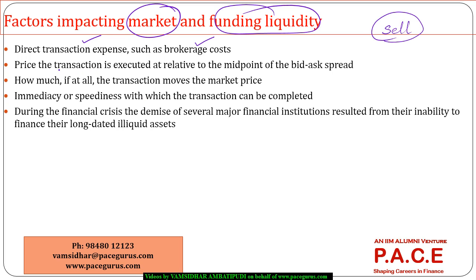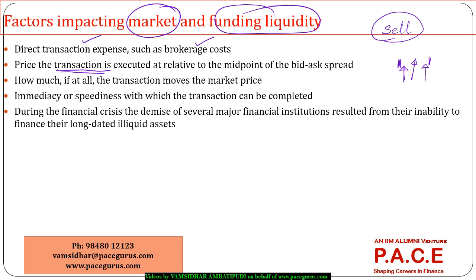Now, consider the price at which the transaction is executed relative to the midpoint of the bid-ask. Let's say this is the bid, this is the ask. To what extent is the price at which the transaction is executed somewhere here? Is it more toward this side or more toward this side? The closer it is towards the midpoint, I can expect a lot of liquidity occurring.